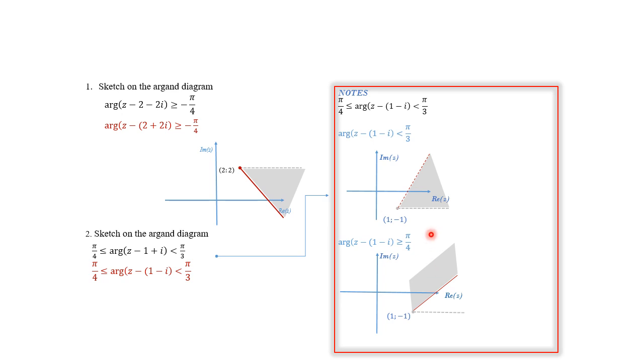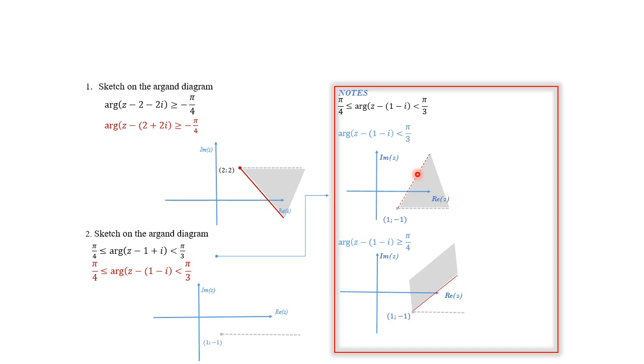All right, so now we want to intersect these two regions here. So we want to intersect this region and this region. It's very simple. We are going to have our central point here. So this is our central point 1 and minus 1 here. Now we need to first draw the two angles that we have here. So we have an angle of pi over 4 and an angle of pi over 3 here.